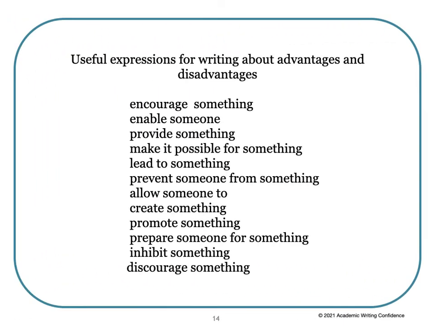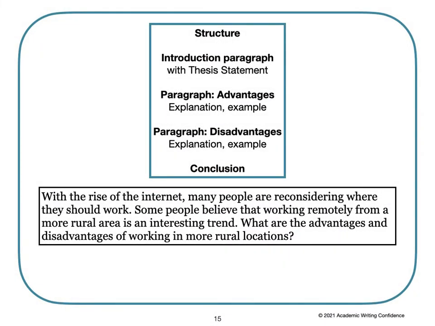Now that you know how to write this type of essay, here are a few useful expressions that you can use when writing these advantages and disadvantages essays. You can replace the word something or someone with the topic that you're writing about. Here's a question that you could use to practice writing this type of advantages and disadvantages essay. Follow the same procedure as in this video to help write an essay about this topic.